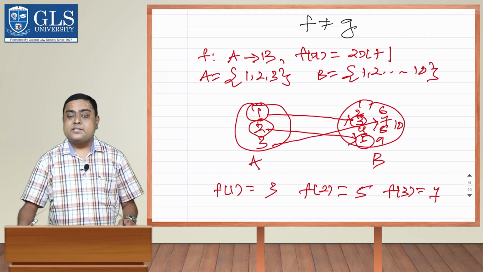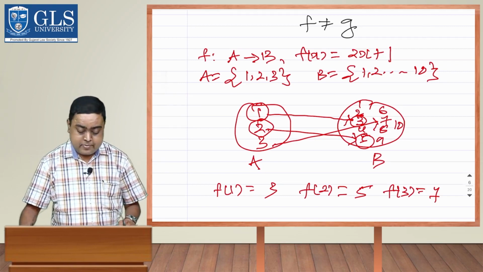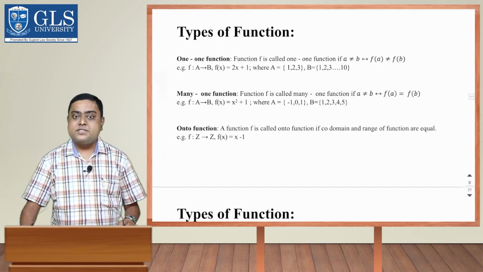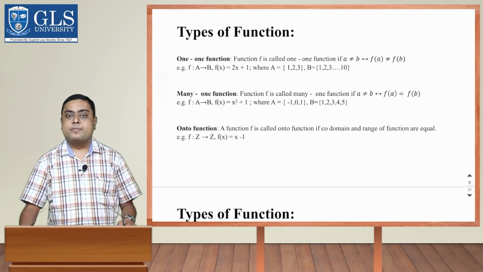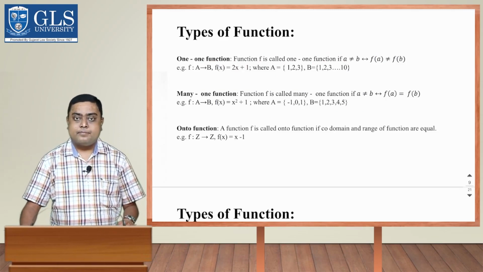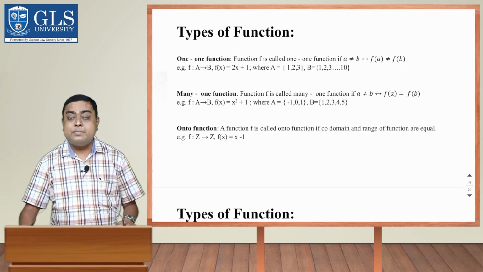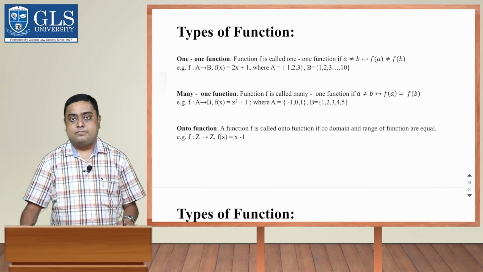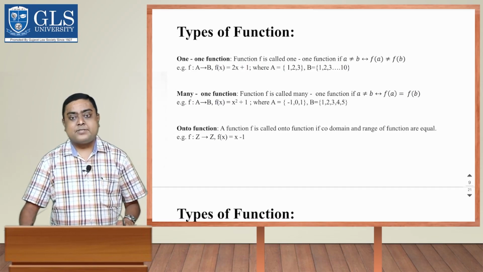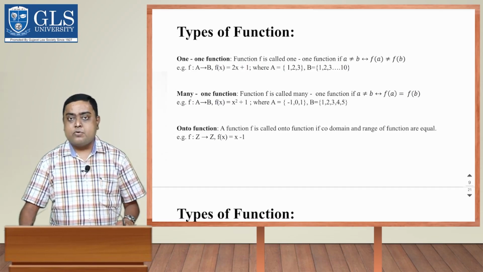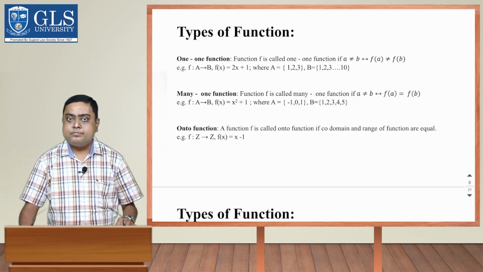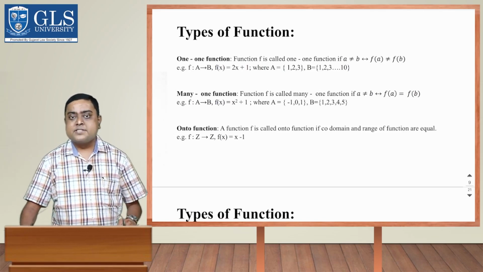Now let's see the second type of real function. The second type of function is the many-one function. Friends, in the many-one function, values of x are different, but their images are the same. Let me take this example. f from A to B, f(x) is equal to x square plus 1. A is equal to -1, 0, 1 and B has the elements 1, 2, 3, 4, 5. Let's see how it is a many-one function.